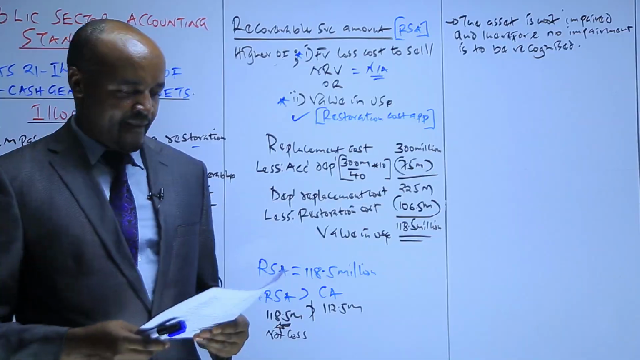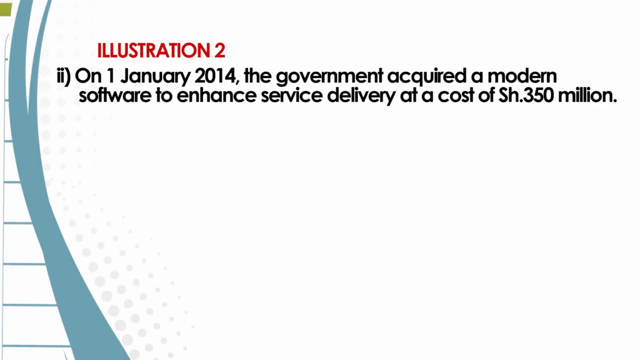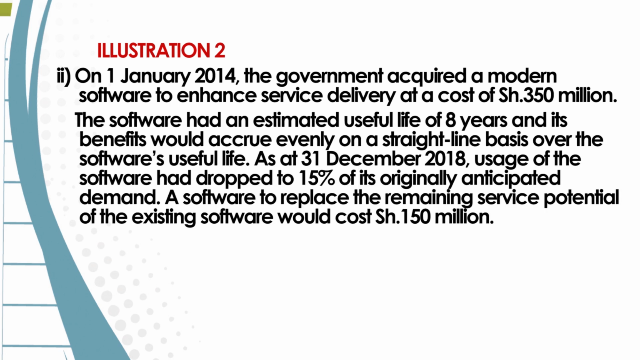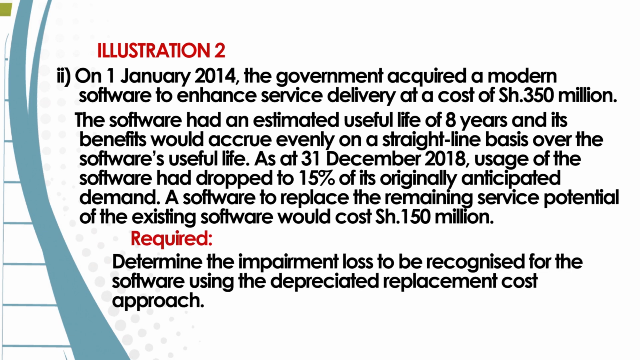So let's move to the other illustration, and it reads, on 1st of January 2014, the government acquired a modern software to enhance the service delivery at a cost of 350 billion. The software had an estimated useful life of 8 years, and its benefits would accrue evenly on a straight line basis over the software's useful life. As at 31st of December 2018, the usage of the software had dropped to 15% of its originally anticipated demand. A software to replace the remaining service potential of the existing software would cost 150 million. So what are we required to do? We are required to determine the impairment loss to be recognized for the software using the depreciated replacement cost approach.